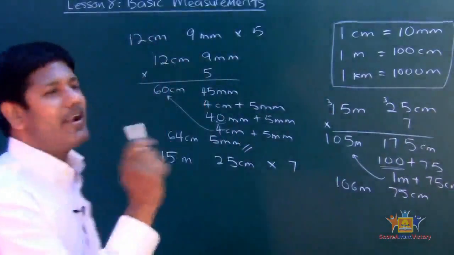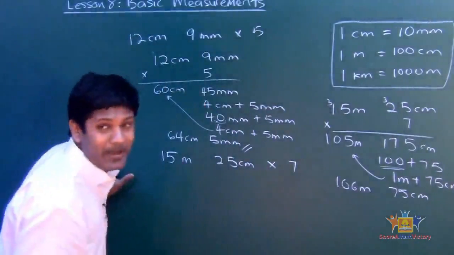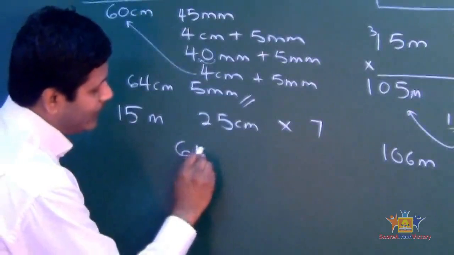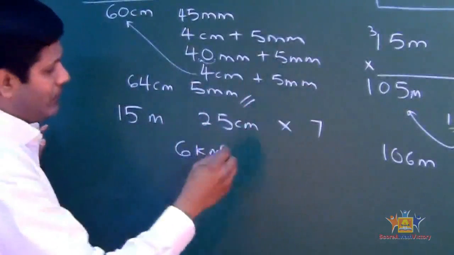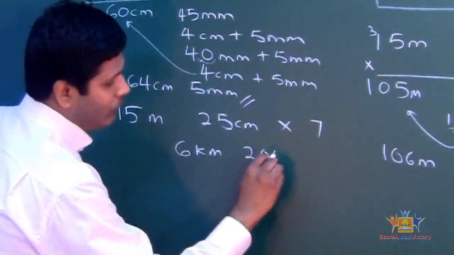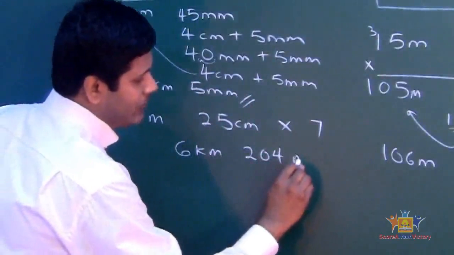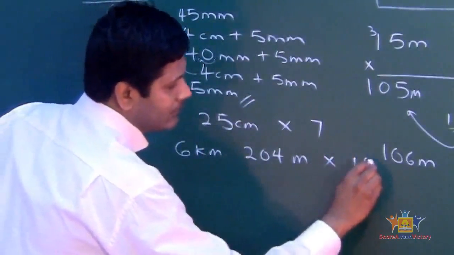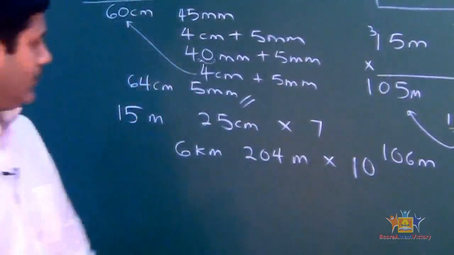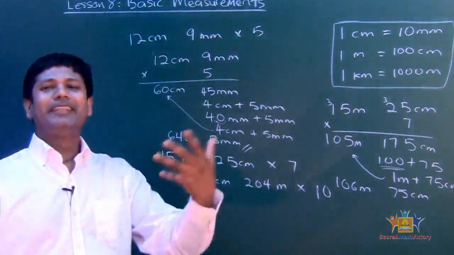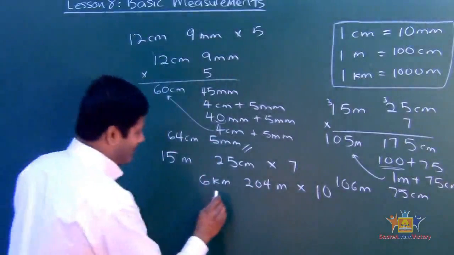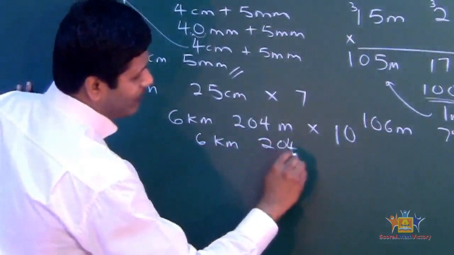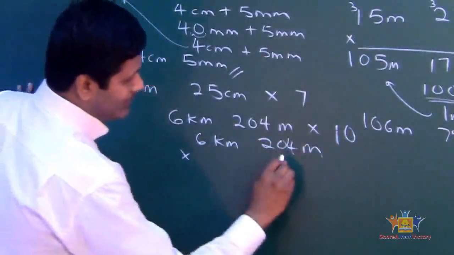Okay, let's do one more, one last final one. All right, let's deal with kilometers this time. Okay, let's say if I give you 6 kilometers, and then I give you 204 meters, and I'm multiplying that with, let's say, 10. What do we do? Lining them up. All right, we're going to line them up. So we're going to put 6 kilometers and 204 meters, and we're going to times that with 10.